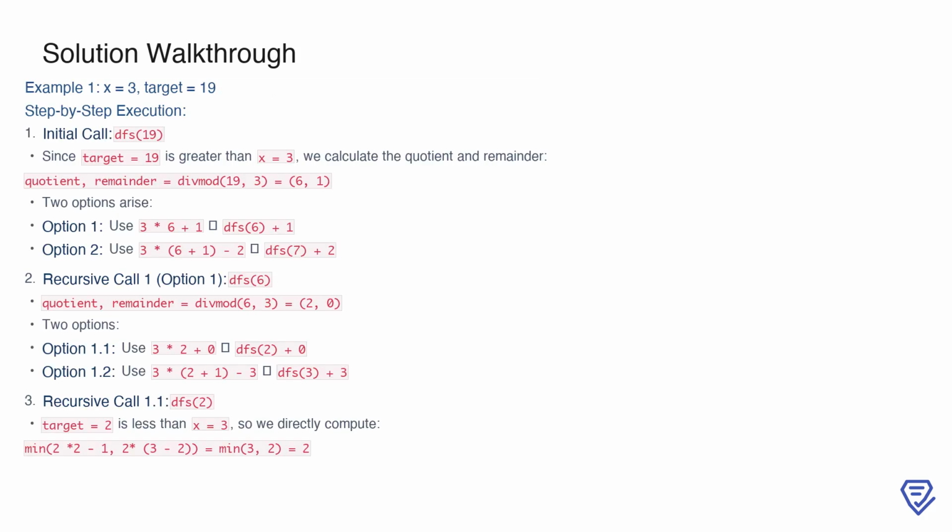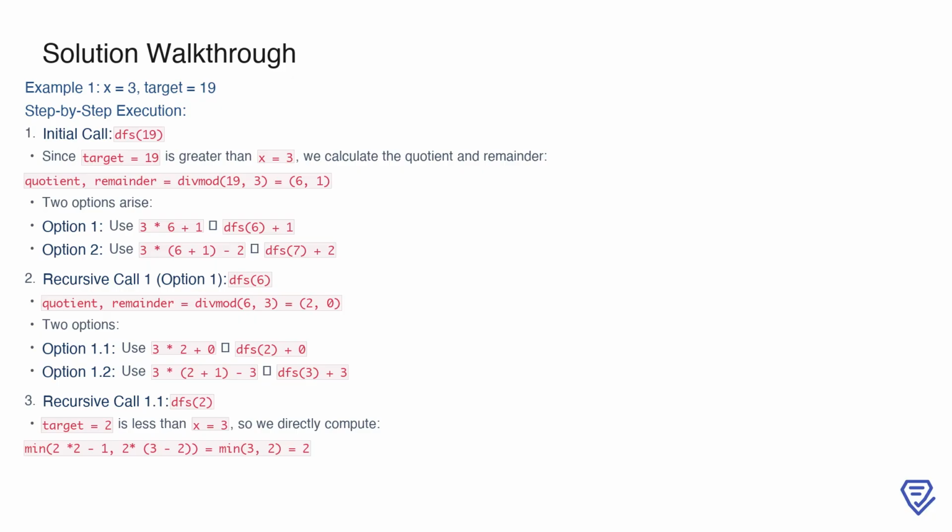To solve this problem, we use a depth-first search approach to minimize the number of operators needed to express the target. In the first example, we are given x equals 3 and target equals 19. The initial call is DFS(19). Since 19 is greater than 3, we calculate the quotient and remainder when dividing 19 by 3. This gives us a quotient of 6 and a remainder of 1. From here, we have two options to explore. The first option is to express 19 as 3 * 6 + 1, which leads to the recursive call DFS(6) + 1. The second option is to express 19 as 3 * 7 - 2, which leads to DFS(7) + 2.